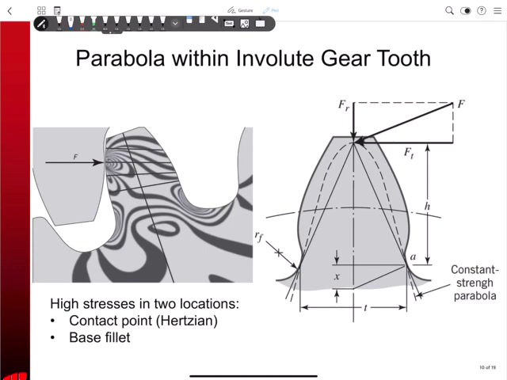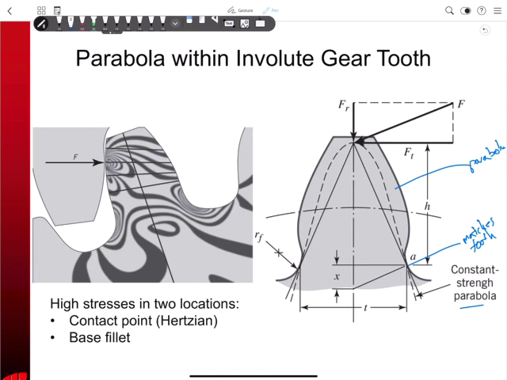Oh, look at that. I could take this parabola here, that's a parabola, and fit it pretty neatly inside of an involute gear tooth. And so that means really that the stress is pretty constant. Where does the parabola most closely match the gear tooth? Right here. It matches the tooth there.